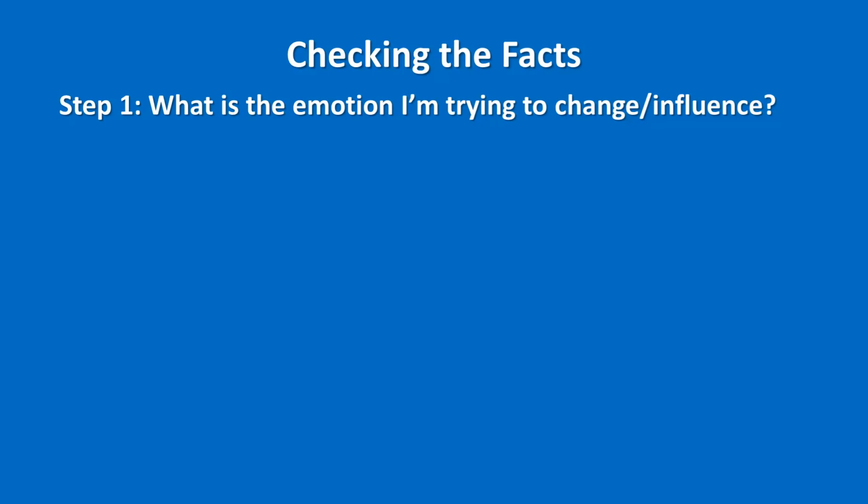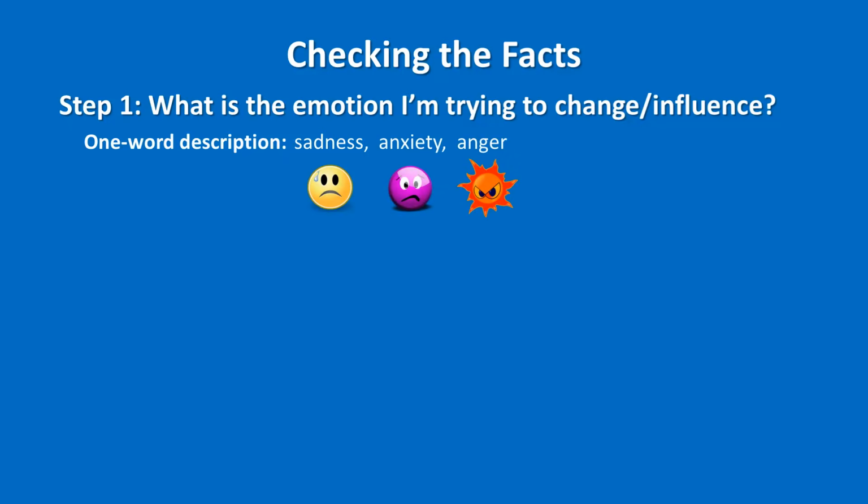So on the Checking the Facts worksheet, we start by identifying the emotion we want to change or influence, and we just write it down with a one-word descriptor, like sadness, anxiety, anger, and so on. And then we rate the intensity of this emotion on a scale from 0 to 100.